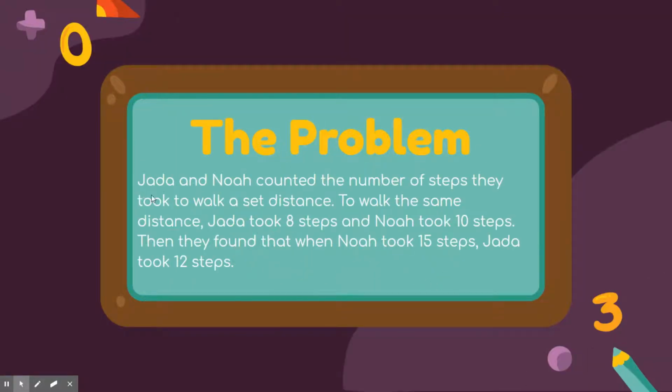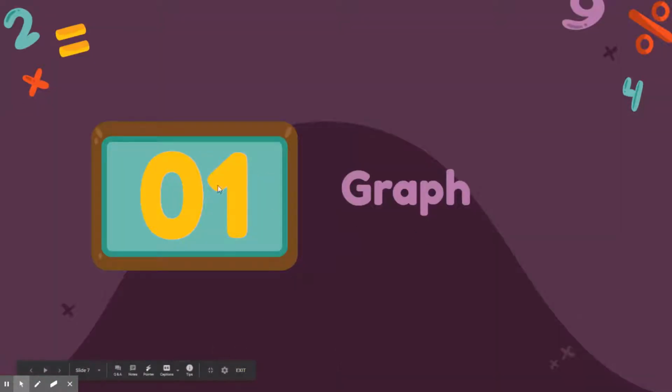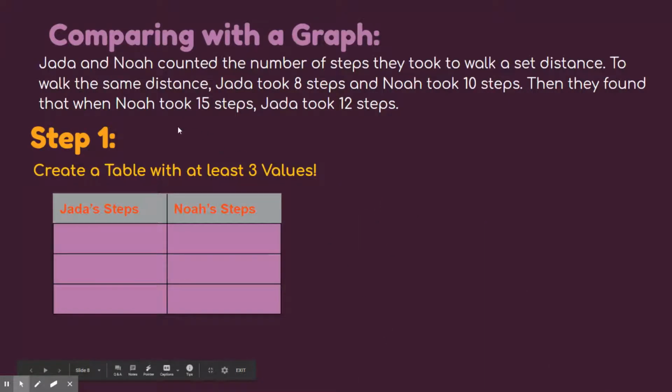So here's our problem. Jada and Noah counted the number of steps they took to walk a set distance. To walk the same distance, Jada took 8 steps and Noah took 10. They found out that when Noah took 15 steps, Jada took 12. So let's represent this situation. We're going to start with a graph. In order to represent it as a graph, the very first thing we're going to do is create a table with at least 3 sets of values. So we already know 2 of the values. We know 8 and 10, 15 and 12.